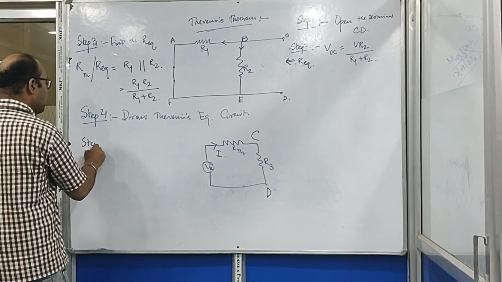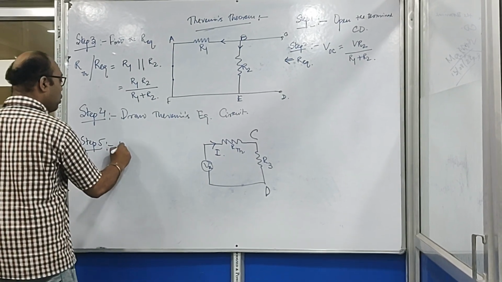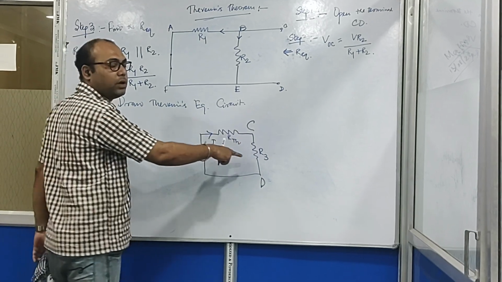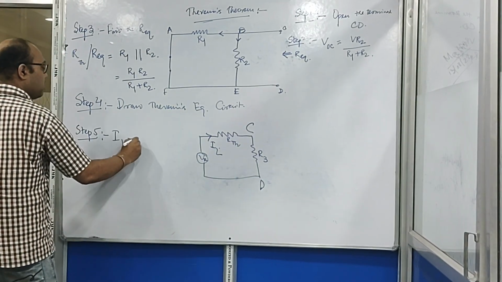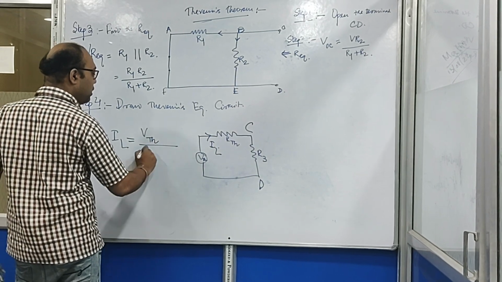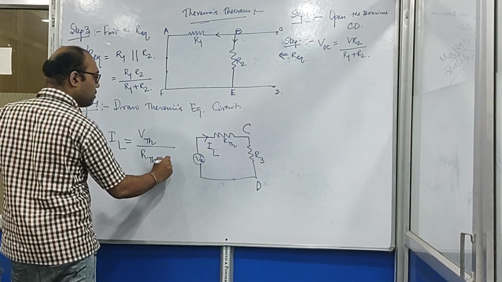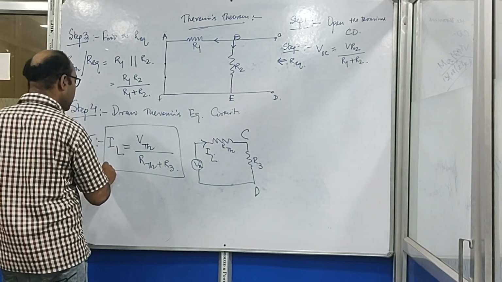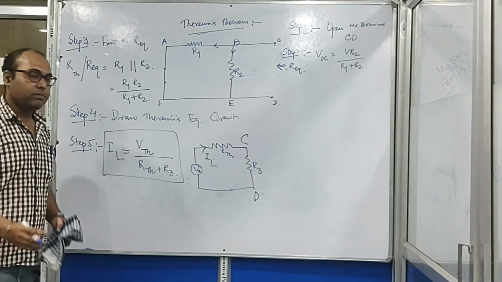The final step, that is step 5, is to find out the load current, that is IL. Why is it the load current? Because the current is flowing through R3, where R3 is the load resistance. So it will be a simple one like VTH by RTH plus R3. This is the final value of the load current that is computed from this circuit.